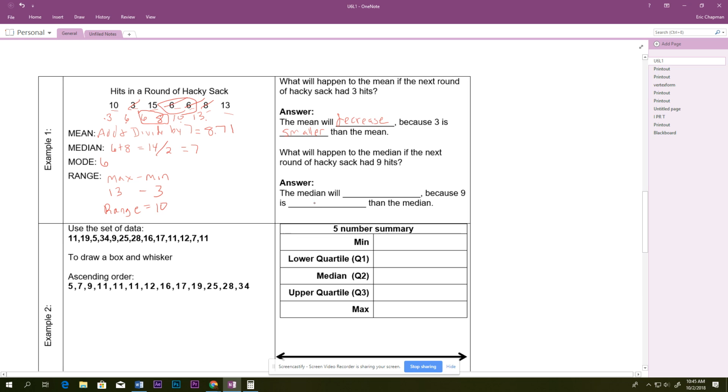than the mean. And what will happen to the median if the next round of hacky sack had 9 hits? Let's take a look. We're going to put 9. 9 is greater than the mean. Okay, so let's take a look at this. We're going to have 3, 6, 6, 8. We're going to put that 9 in there now. 10 and 13. Okay, so go to the middle.